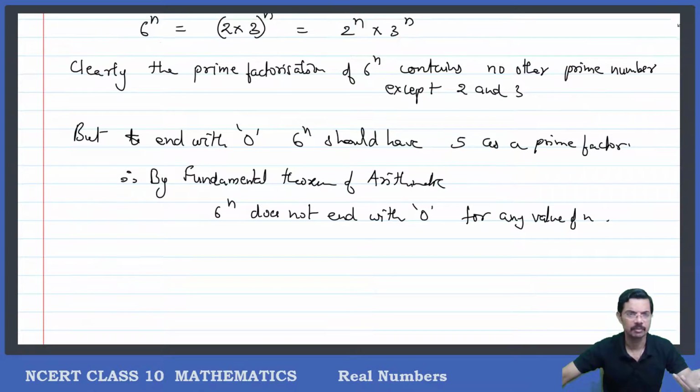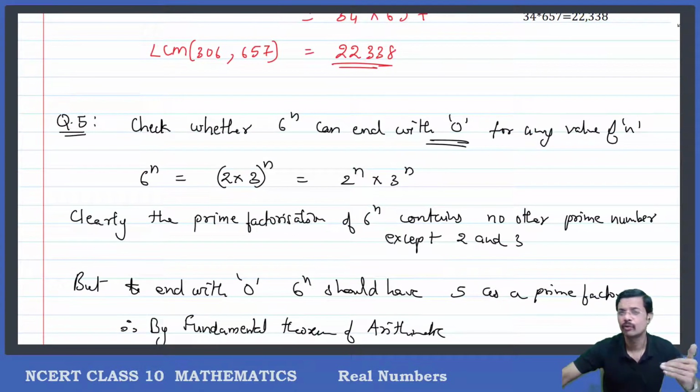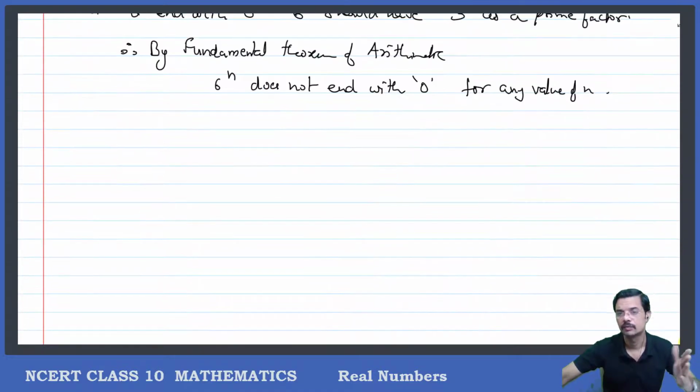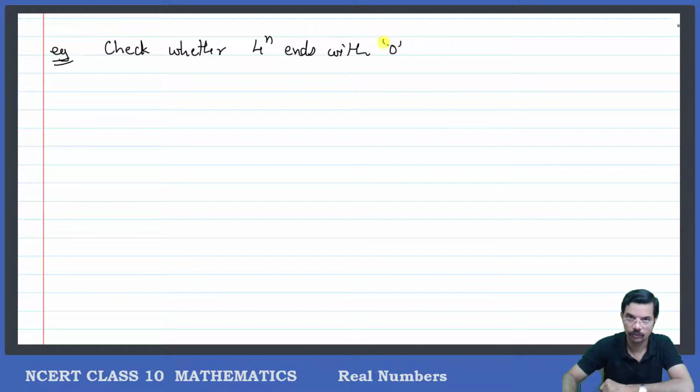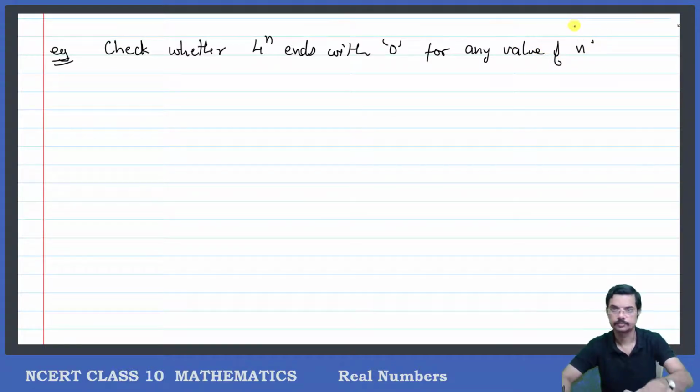Let us consider an example. We'll take 4 raised to n. We shall check whether 4 raised to n ends with 0 for any value of n. This is what we need to check.